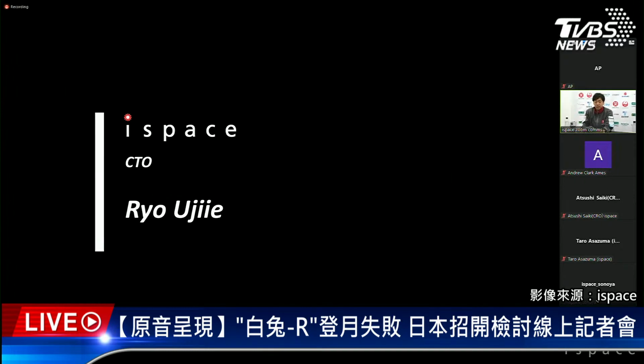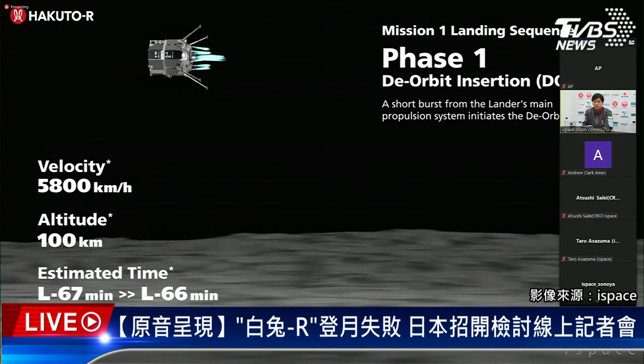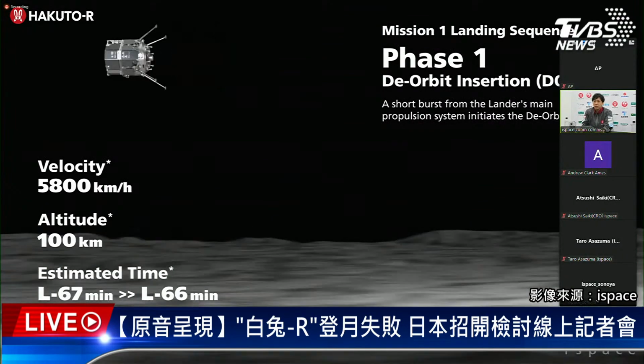CTO of iSpace. From this part, I'm going to explain what happened at the very last moment of our landing sequence. Before explaining the cause, first of all, let me play back our planned orbit sequence. Please move on to the next slide. From this slide, I'm going to explain the sequence with animation.